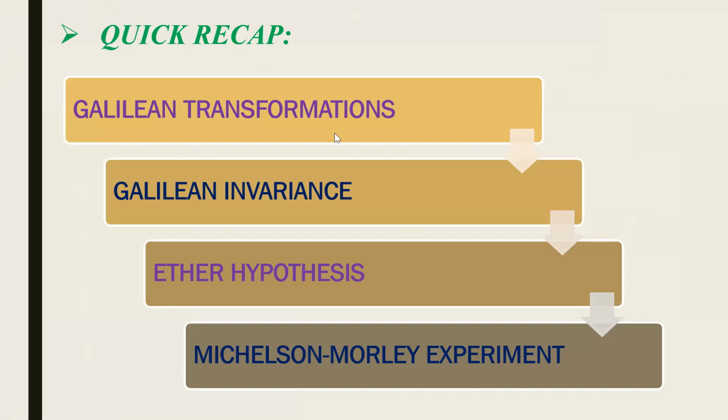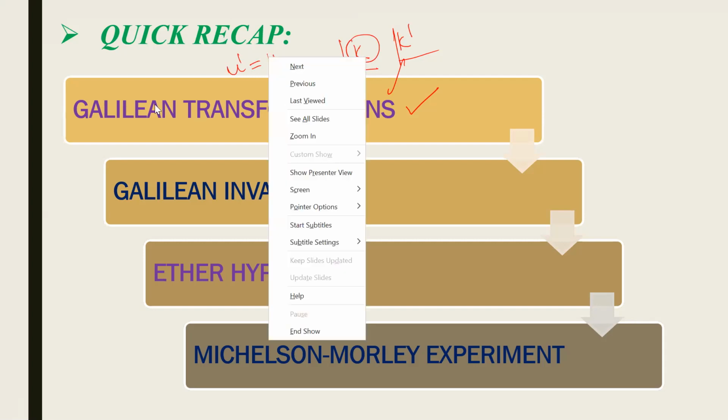Let us have a quick recap of the previous class. We have done Galilean transformations. In Galilean transformations, we obtained the relations between the velocity from one frame of reference to the other frame of reference, like this is K and this is K dash. Now we obtained the relation between the velocity of an object which is present somewhere here. Then if the velocity is u dash in the second frame, in terms of this we have written it.